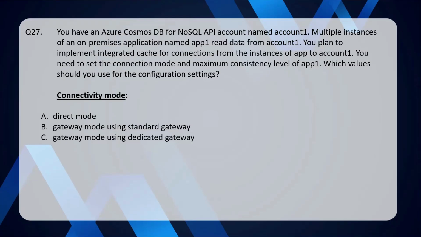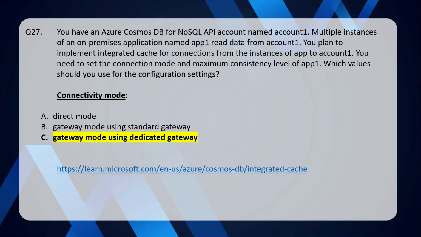The first part of the question is talking about connectivity mode. The options are direct mode, gateway mode using standard gateway, and gateway mode using dedicated gateway. Now, we want to use integrated cache, which only works with dedicated gateway. The SDK must be configured to use gateway mode to take advantage of the integrated cache, and the integrated cache has two parts: an item cache for point reads and a query cache for queries.